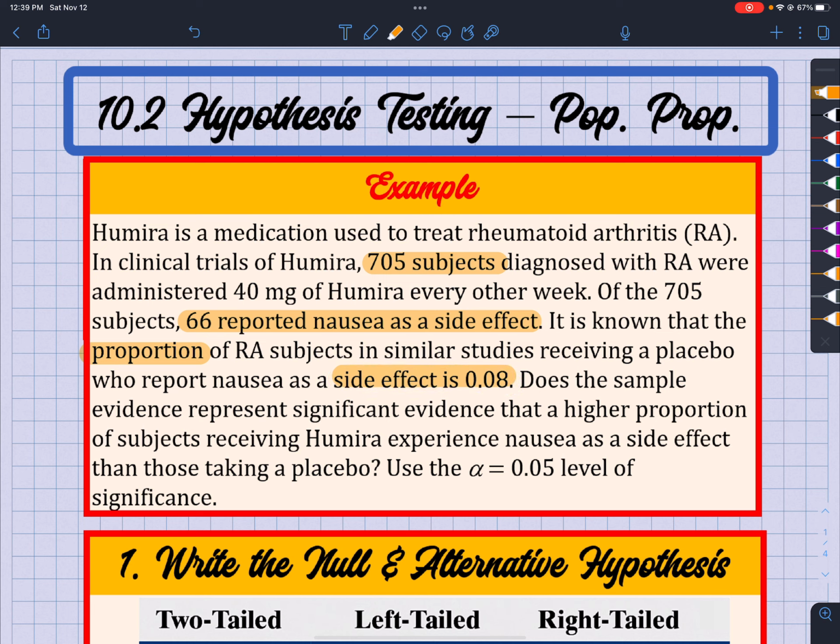Again, proportion. Does the sample evidence represent significant evidence that a higher proportion of subjects receiving Humira experience nausea as a side effect than those taking the placebo? Use an alpha of 0.05 level of significance. Okay, so there are some key parts right there for me.